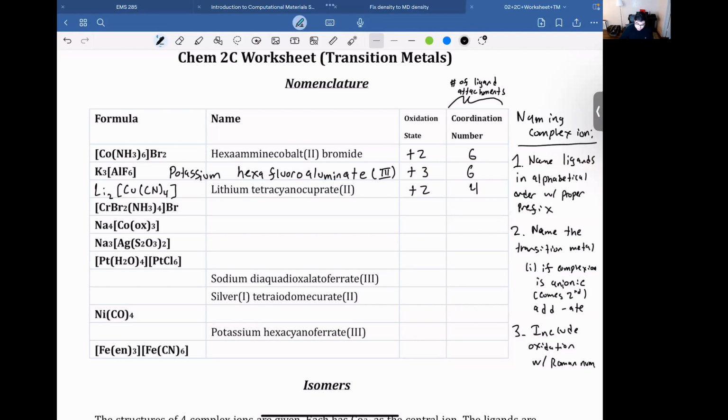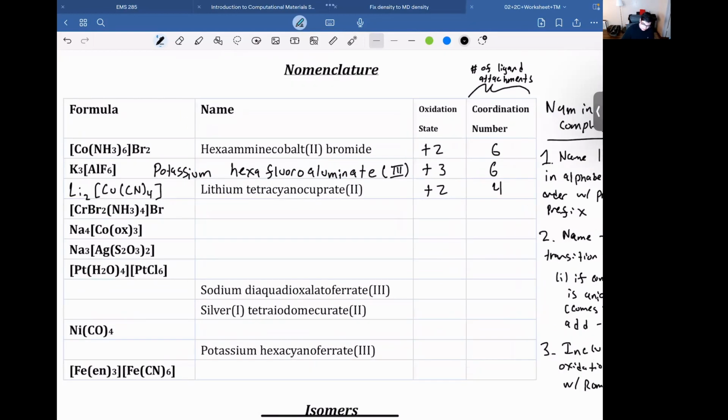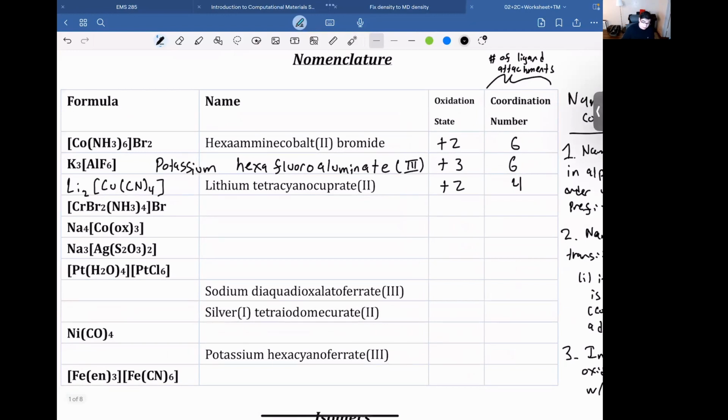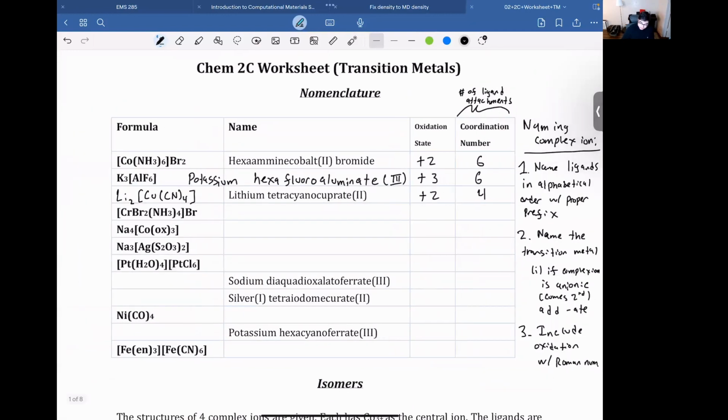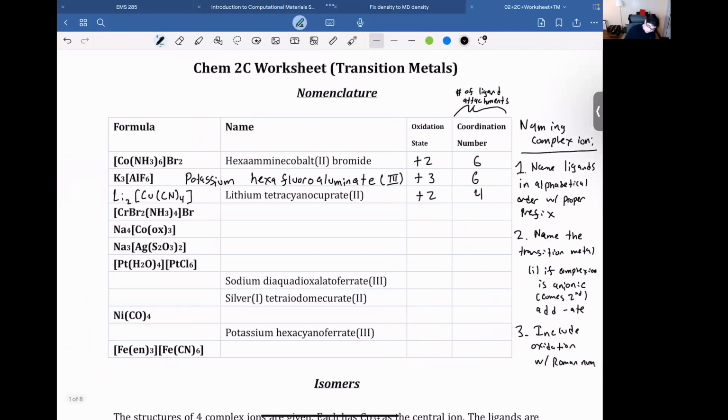Next, we have this complex ion and then bromide. So for this one, we're going to name the ligands going through this list again. Name the ligands in alphabetical order with the prefix. So we have amine and bromo. Amine is alphabetically first. There is 4 of them. So we have tetraamine. And then we have 2 bromines, dibromo.